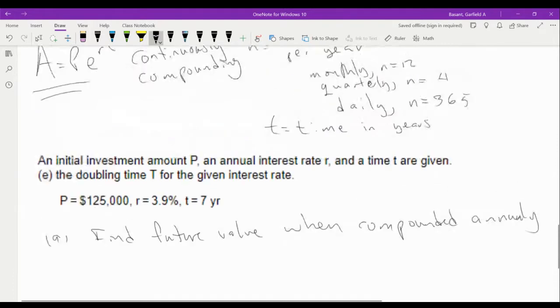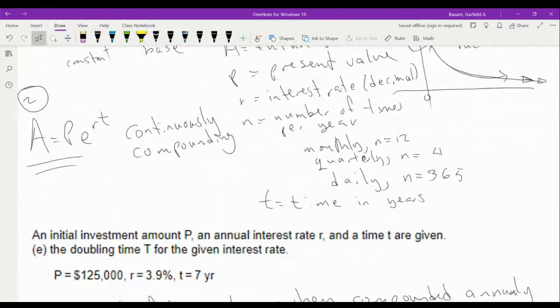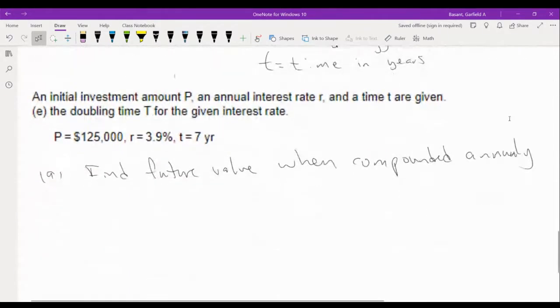So if we go back up, which one of the formulas are we using? Are we using formula number 1 or formula number 2? Number 1. The only time we use formula number 2 is when it says continuously compounded or compounding continuously. So annually is telling us something. It's telling us the n value, right? What's our n value?